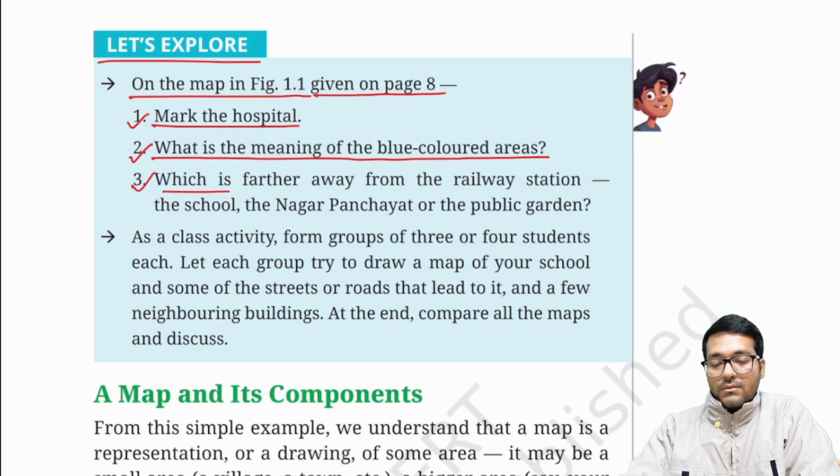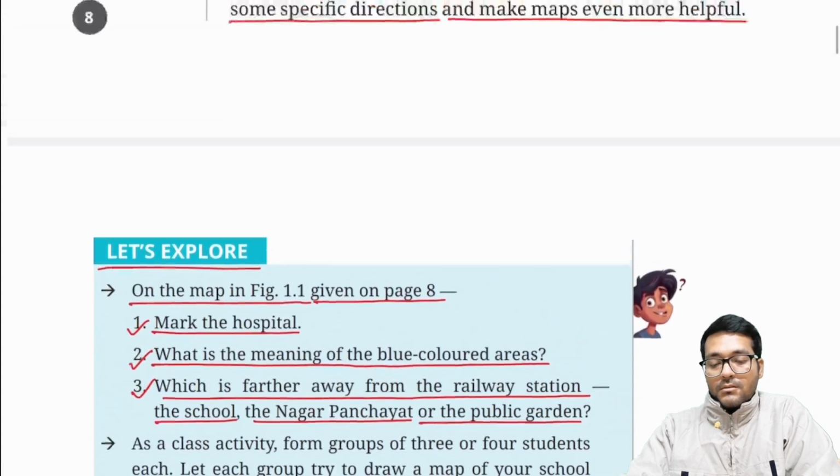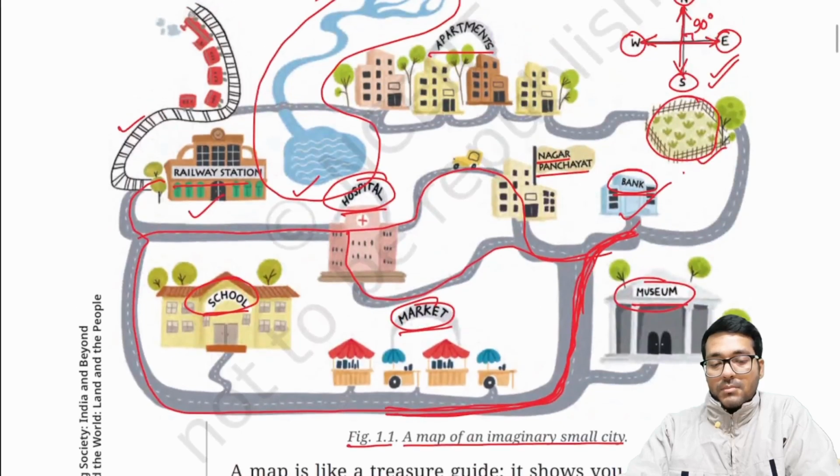3. Which is farther away from the railway station? The school, the Nagar Panchayat, or the public garden? You can see public garden here, Nagar Panchayat here, and school here. From railway station, the public garden is farthest.